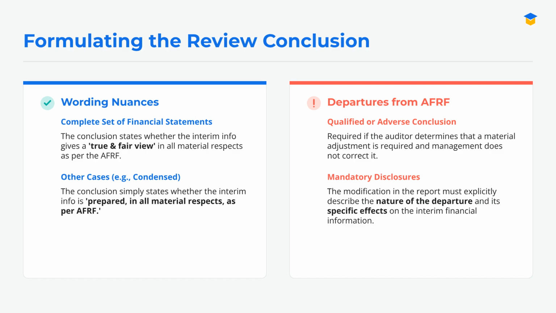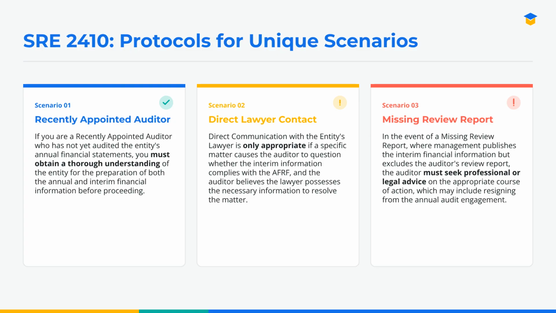Regarding departures from the AFRF, a qualified or adverse conclusion is required if a material adjustment is needed and management doesn't correct it, and management doesn't correct the mandatory disclosures. The mandatory disclosures for this modification must explicitly describe the nature of the departure and its specific effects on the interim financial information.